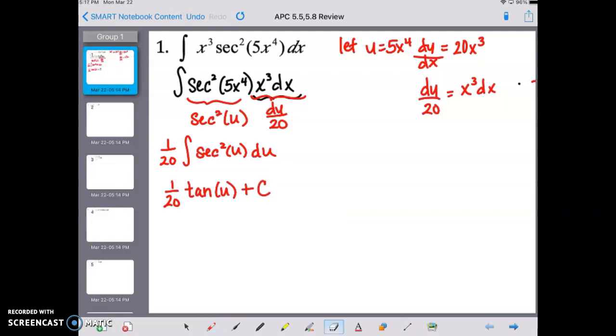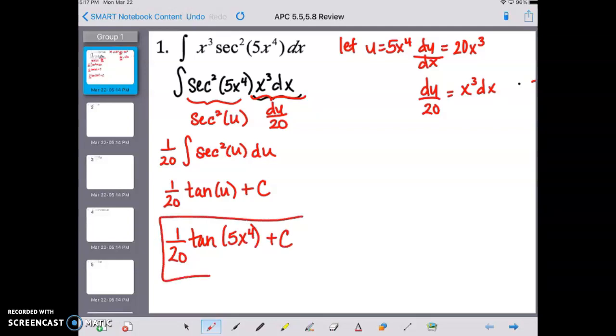And then the last step obviously would be to switch back to x, so I have to substitute back in what I let u represent, which was my 5x to the fourth. So my final answer here is going to be 1 over 20 tangent of 5x to the fourth power plus c. This is the answer to my integral.